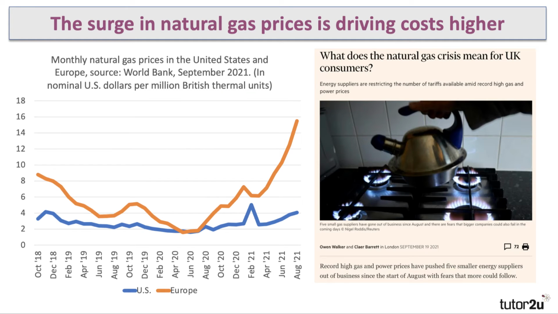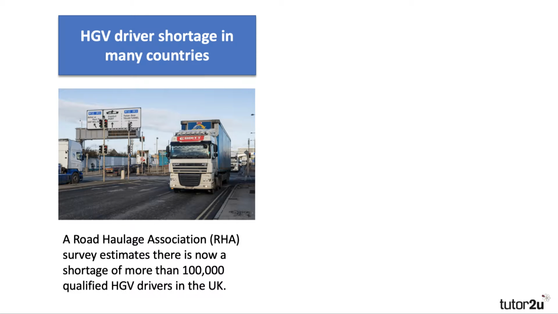And you can see here the surge in the price of natural gas, particularly in Europe. The United States is less affected. But in the UK, for example, gas accounts for 40% of UK energy generation. Nearly 4 homes in 5 are heated with gas, and over 22 million British households are connected to the gas grid. So this increase in prices is affecting households and businesses alike.